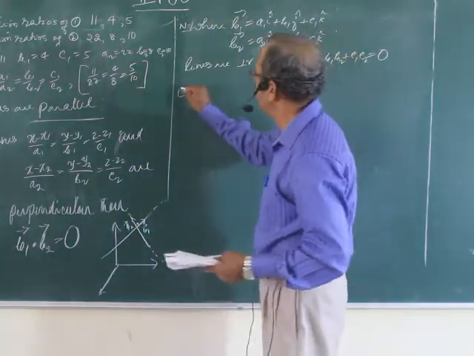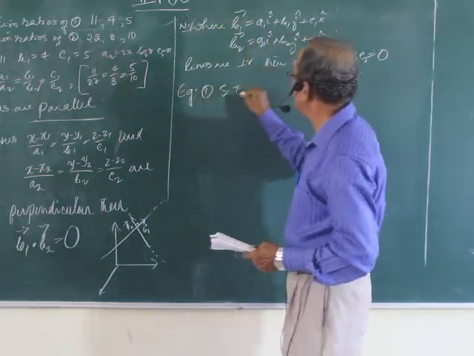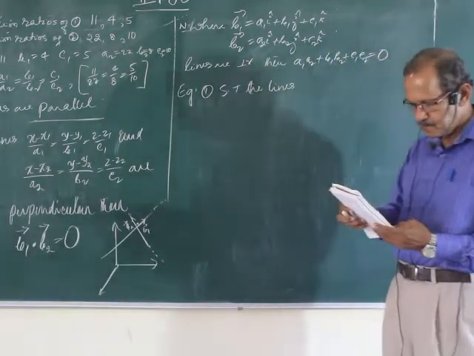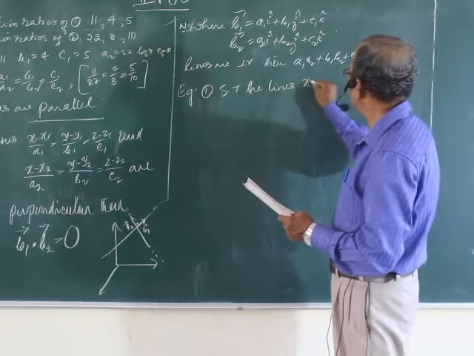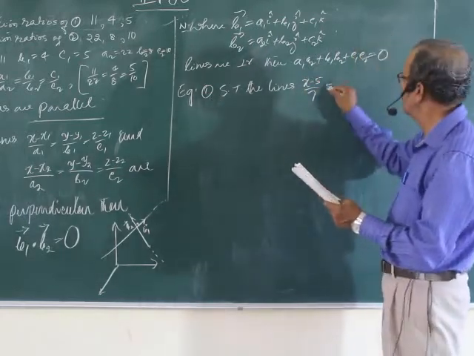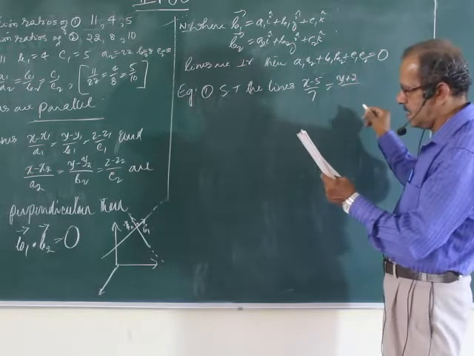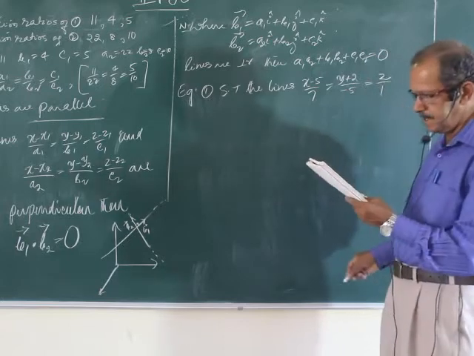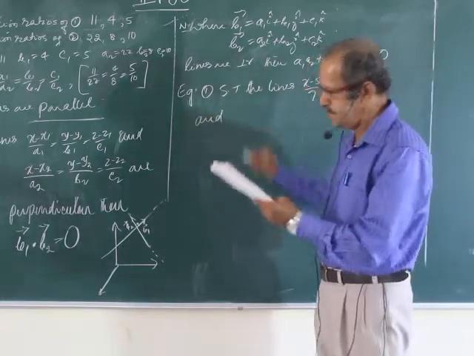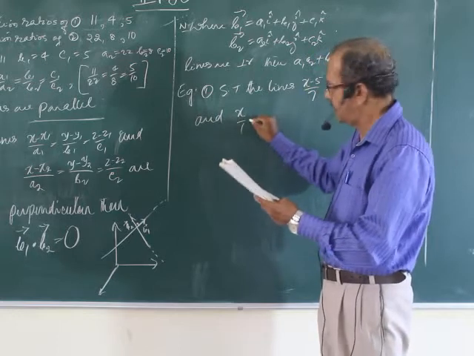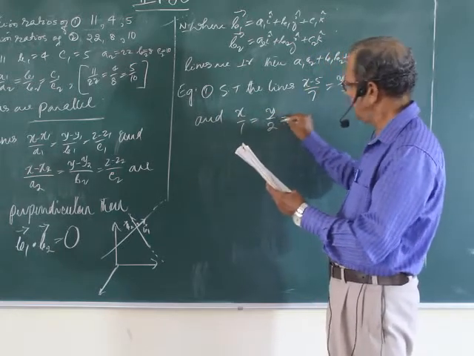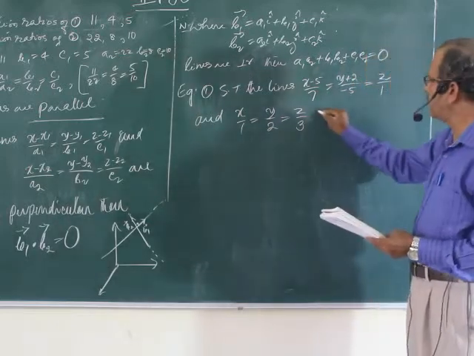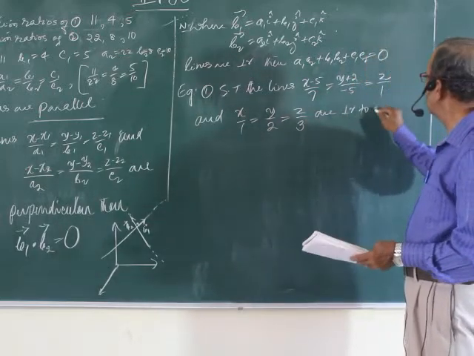Let me give an example here. Example: show that the lines (x minus 5) by 7, (y plus 2) by minus 5, z divided by 1, and x by 1, y by 2, z by 3 are perpendicular to each other.